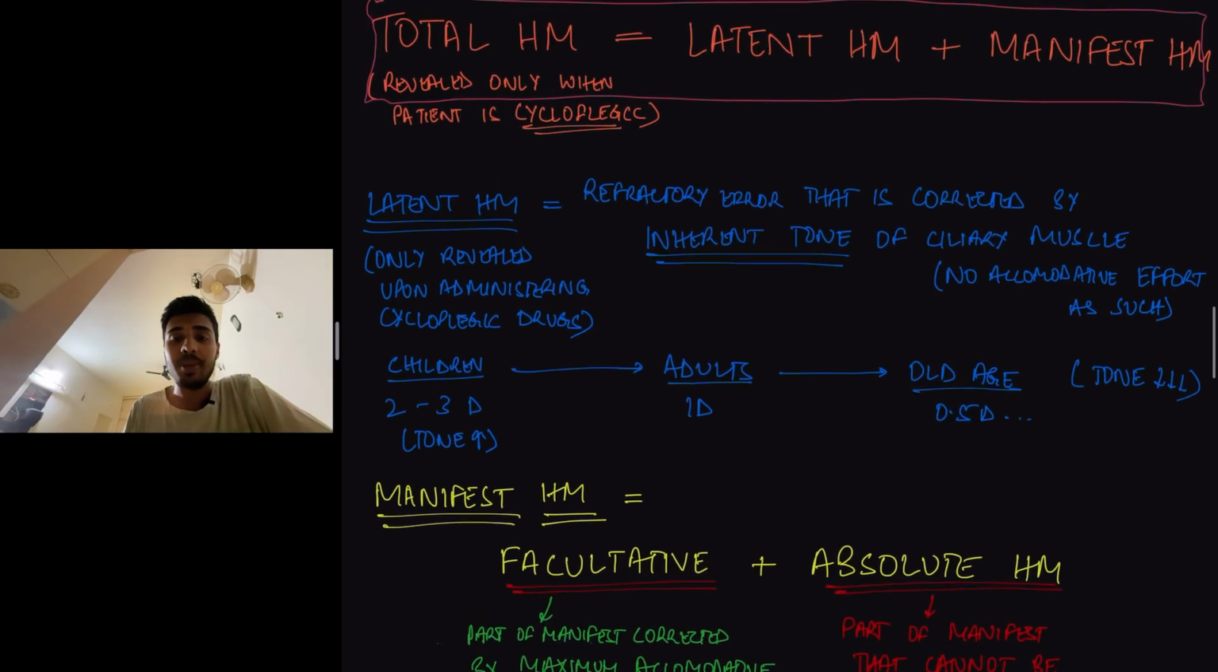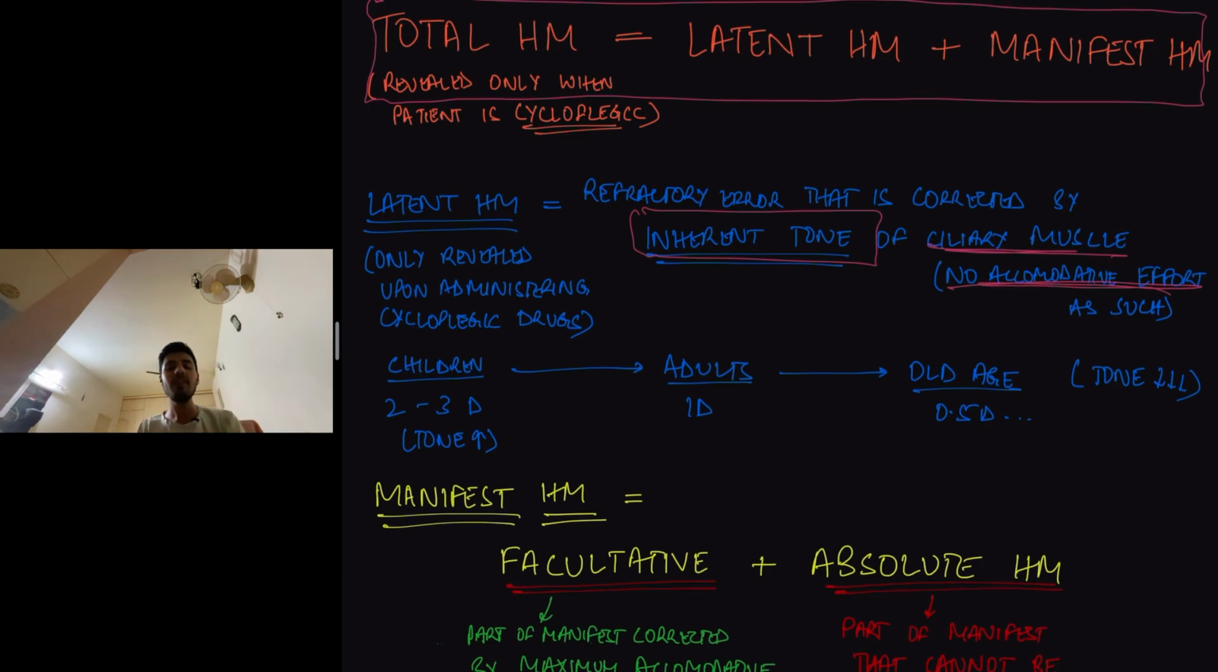Latent hypermetropia is the refractive error that is corrected by the inherent tone of the ciliary muscle, that is, even without any accommodative effort. Even without any accommodative effort, our ciliary muscle will have some tone, right? That tone would have caused some degree of bulging of the lens, some increase in refractive power. That itself would have corrected some of the hypermetropia.